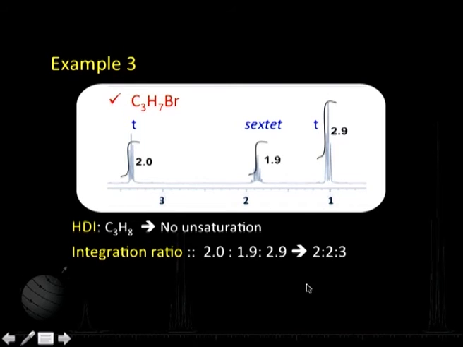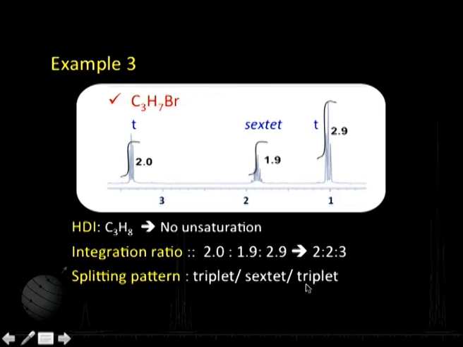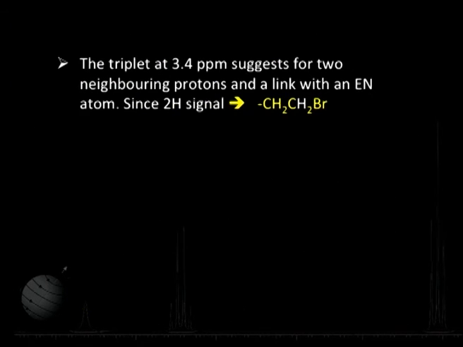Let us go further and see what kind of splitting pattern we have. The splitting pattern is a triplet, a sextet, and a triplet. What does it mean? Let us go a little deeper into that. We keep this picture in mind that there are 3 signals: this is around 1 ppm, this is around 1.9 ppm, this is around 3.5 ppm. And there is no typical pattern here: there is no isopropyl group, no ethyl group, no tertiary butyl group. So, how do we decipher the structure now? Let us look at this.